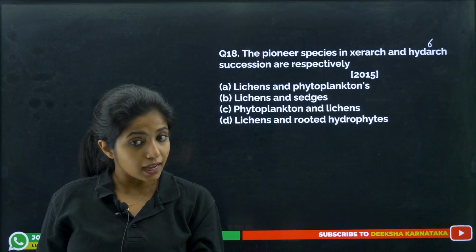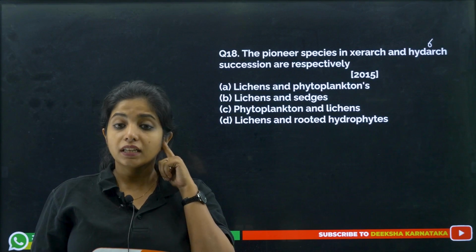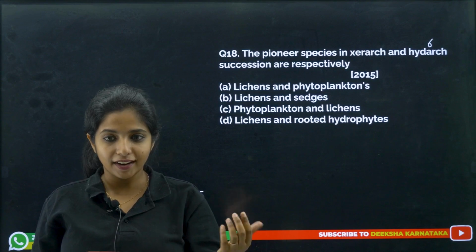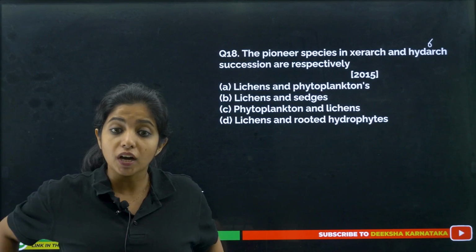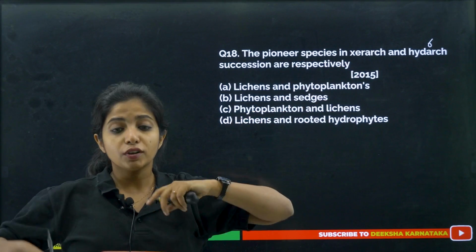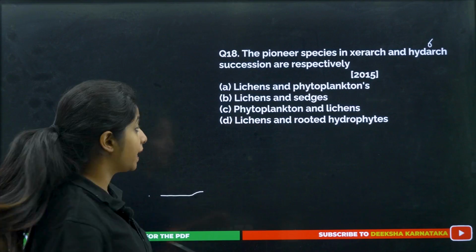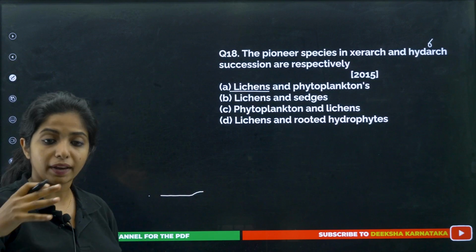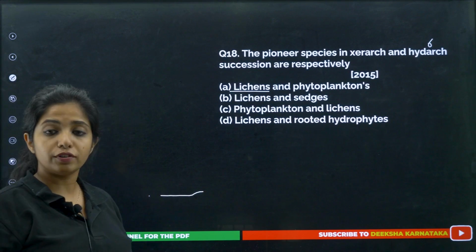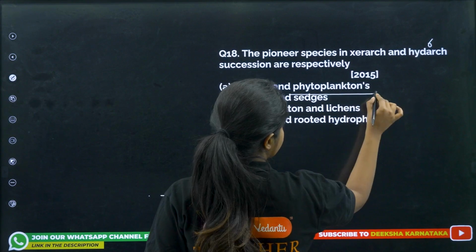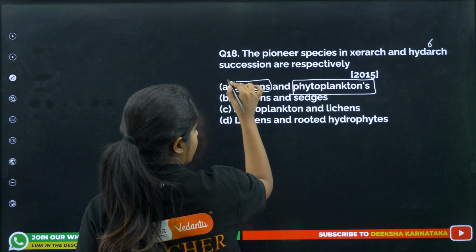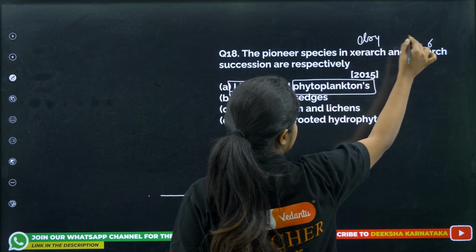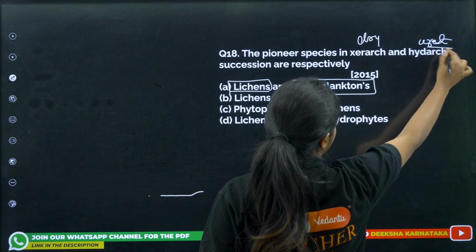Well, xerarch, as I said, is the dry place, and hydrarch, the name suggests, is a watery area, right? So, the pioneer species which comes in the dry place and usually causes a huge succession there is what? Lichens, my dear children. It is lichens. On the other hand, when you talk about a water body where the pioneer species are going to come and create a huge difference, it will be phytoplanktons. They are the simplest ones that could come and bring out changes. So, you have lichens as well as phytoplanktons as the answer. Xerarch is the dry area, and hydrarch is the watery or wet area.